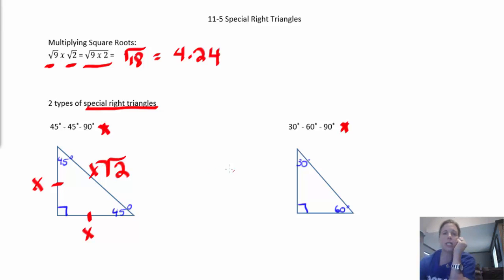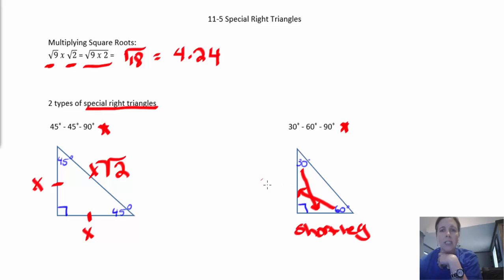Okay, 30, 60, 90 is a little different, because 30, 60, 90 has a short leg across from the 30 degrees, a long leg across from the 60 degrees, and then still the hypotenuse. So over on 45, 45, 90, we just had two legs that were the same. But on 30, 60, 90, across from the 30 is short, across from the 60 is long.